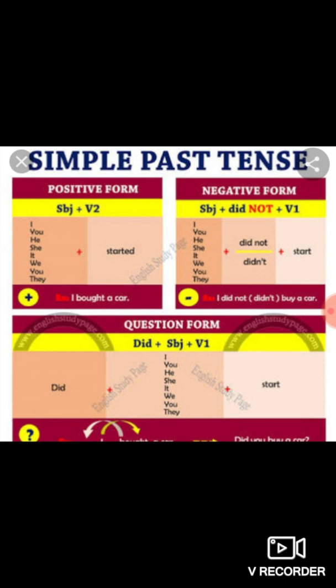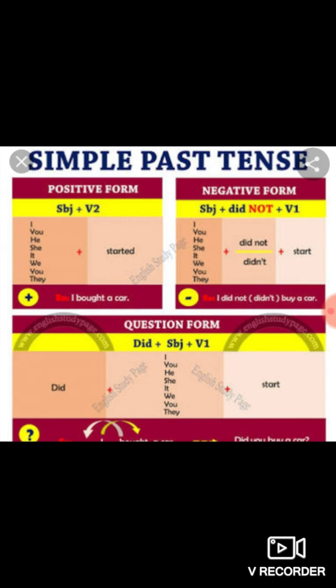And as far as negative sentences are concerned, only did is used. But with did, the first form of verb is used. In affirmative sentences only, the second form of verb is used without any helping verb. Means the structure of affirmative sentences is subject plus V2 plus object.